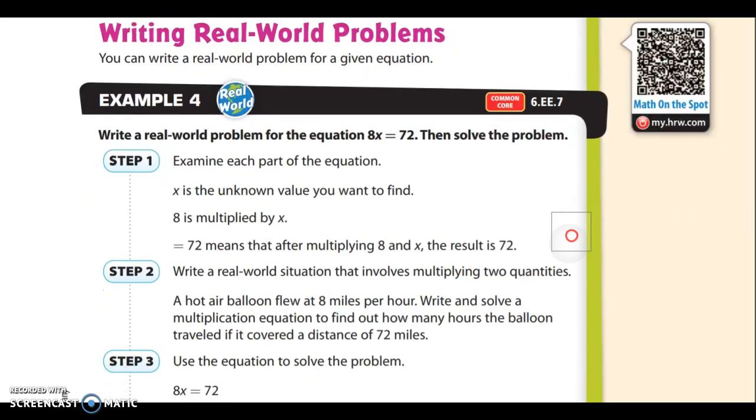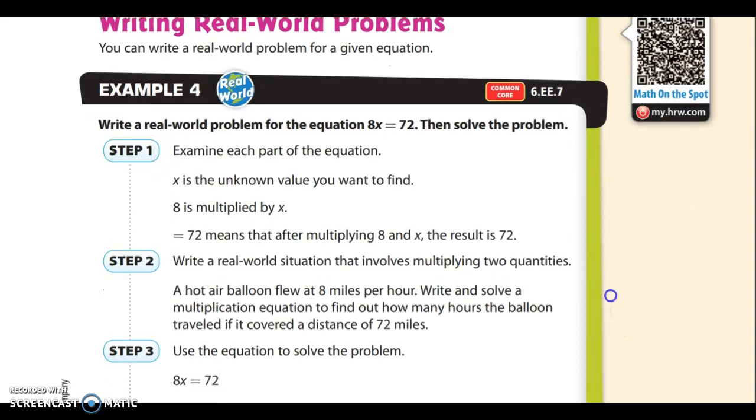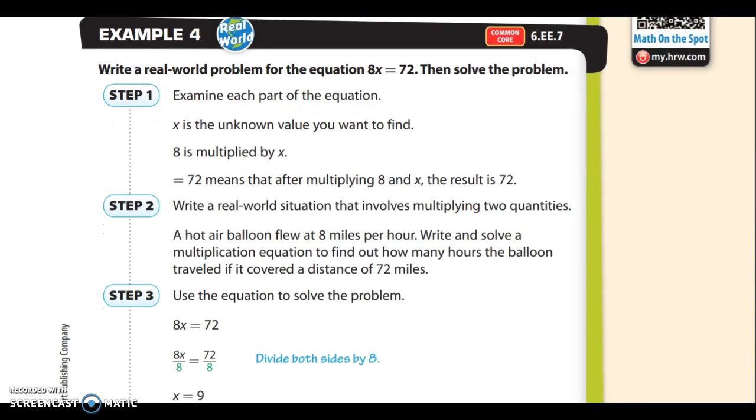It says writing real-world problems. You can write a real-world problem for a given equation. Example 4, write a real-world problem for the equation 8x equals 72, then solve the problem. Step 1 says examine each part of the equation. X is the unknown value you want to find. 8 is multiplied by x. Equals 72 means that after multiplying 8 and x, the result is 72.